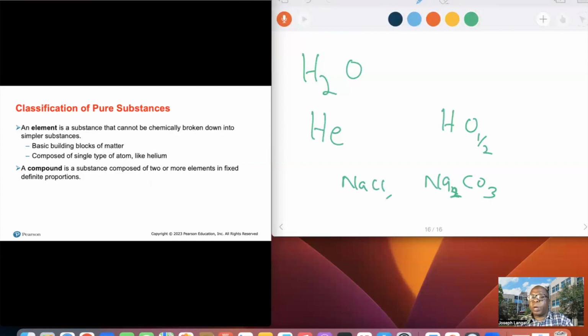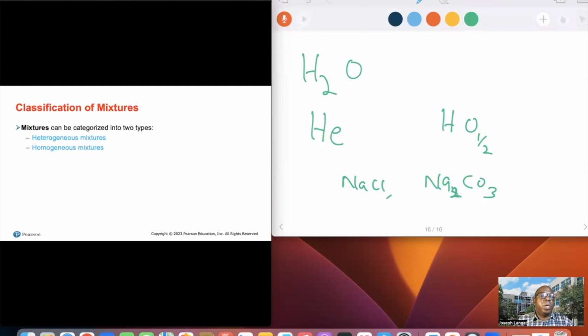All right, just to give you what this means, compounds are composed of two or more elements in a fixed, underline the word, definite proportion. It means it will never change. The ratio will always be the same. Most elements are chemically reactive. That means they combine with one another to form compounds, such as water. It's made up of oxygen and hydrogen.